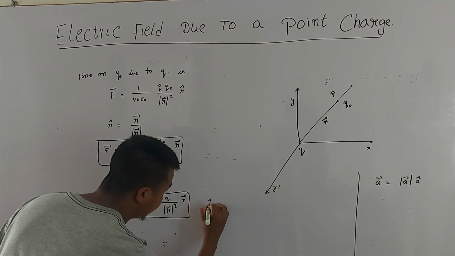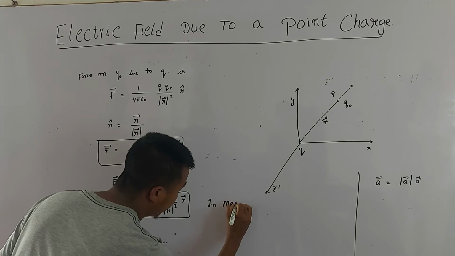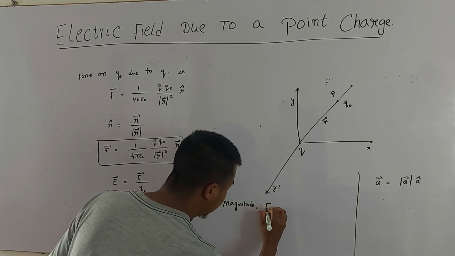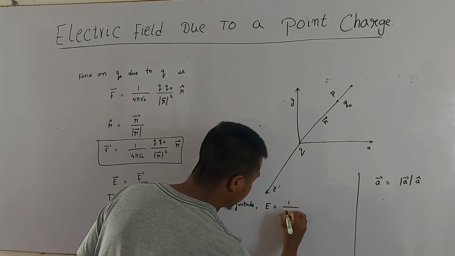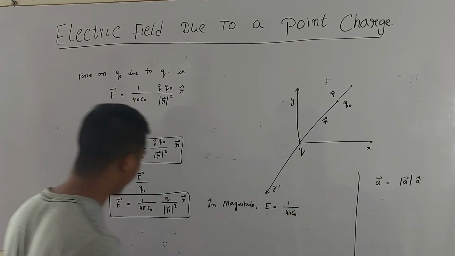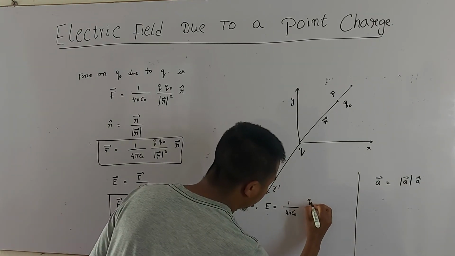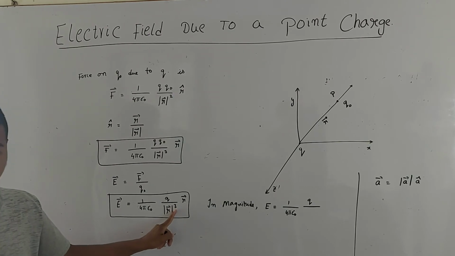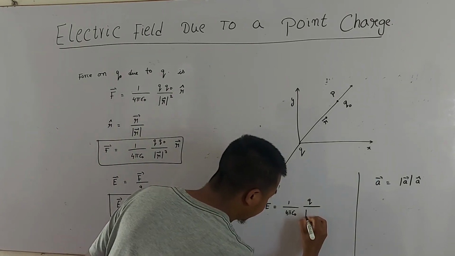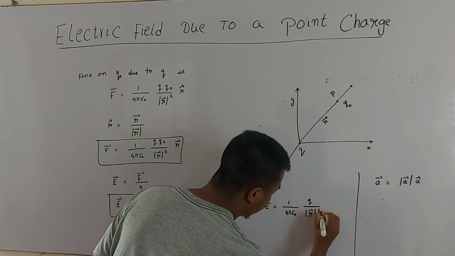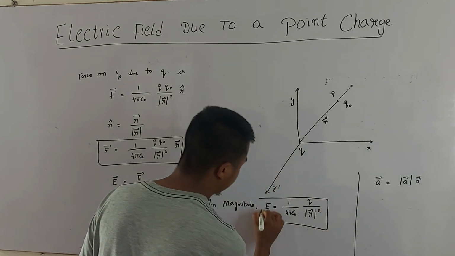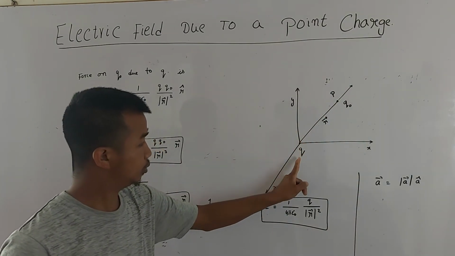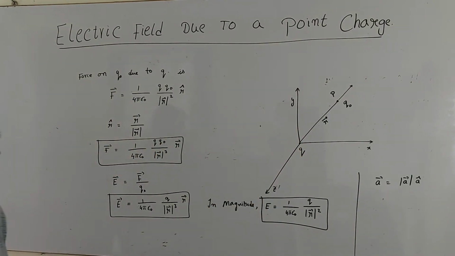In magnitude, this electric field E is 1 by 4 pi epsilon naught Q. If we take the mod, mod of r with one mod of r will get cancelled, so we can write mod of r square. So this is the electric field at any point P due to a point charge Q.